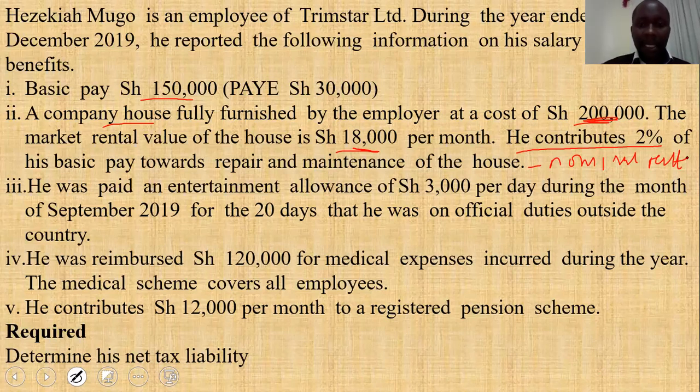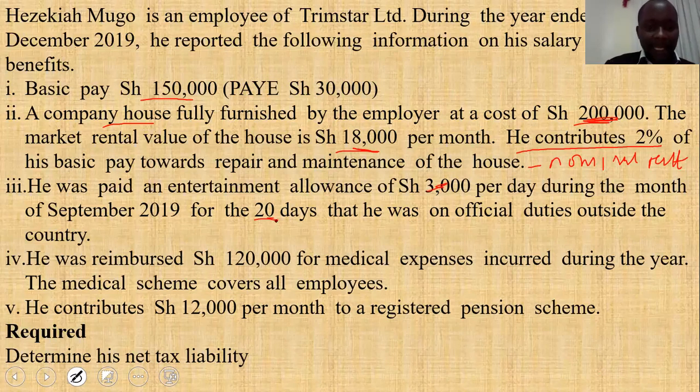Entertainment allowance of 3,000, he was away for 20 days. This is per diem. What he's getting is 3,000 shillings per day, and he was away for 20 days. Start thinking, how do we deal with that?